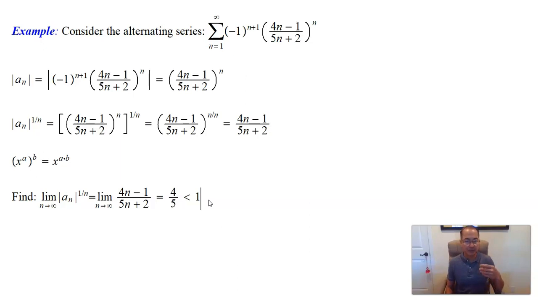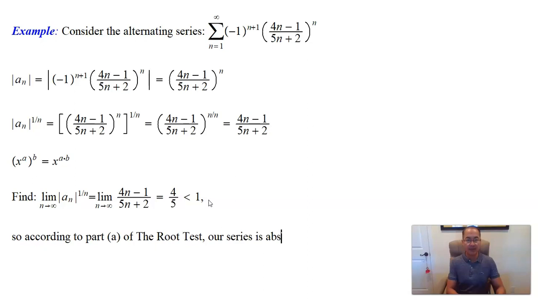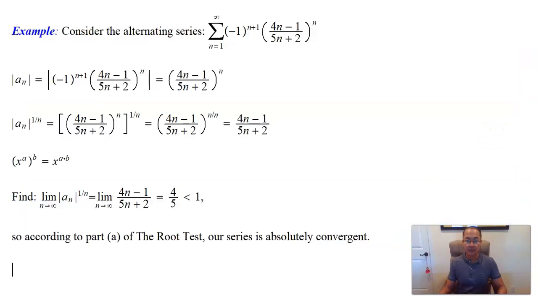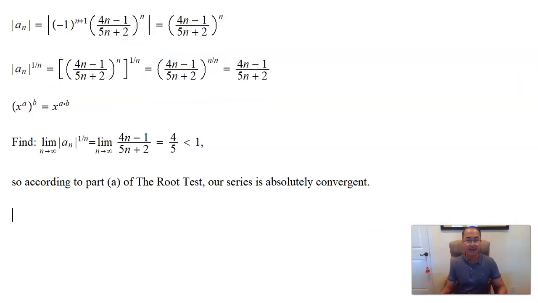And then you have 3 possibilities. If the limit is smaller than 1, we're in the first possibility. So according to part A of the root test, our series is absolutely convergent. Okay? The limit of the root, a sub n to the 1 over n, is smaller than 1, and so our series is absolutely convergent.